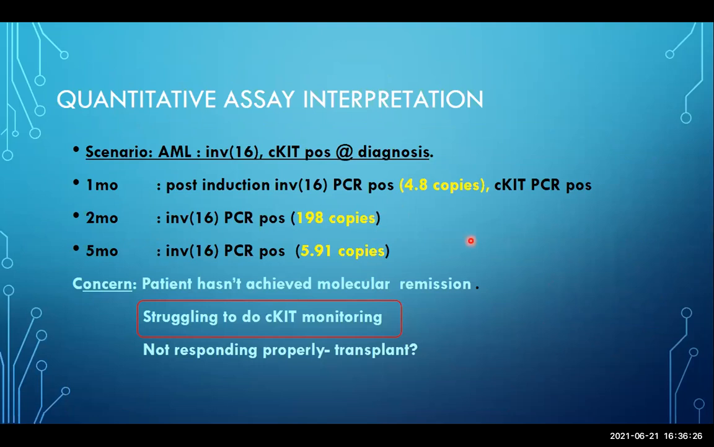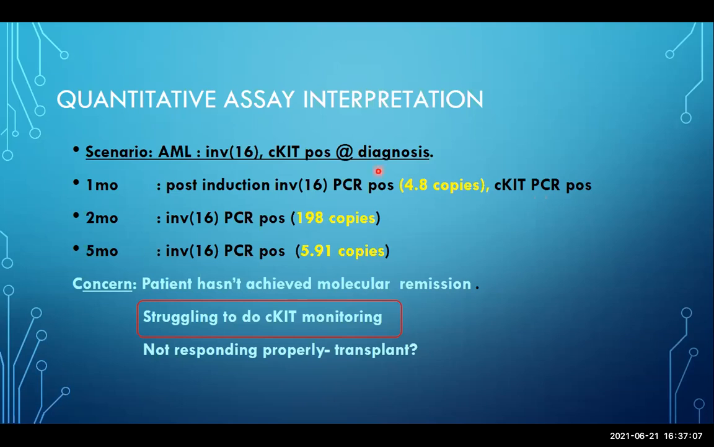This was an interesting case. This was a kiddie, an AML with inversion 16 and KIT positive at diagnosis. Not sure the KIT positivity actually has much influence over the inversion 16, but 1 month after, so post-induction, they had sent the sample for inversion 16 real-time PCR for minimal residual disease, which was absolutely the perfect thing to do. Not quite sure what you would have gained from doing the c-kit. It can't be used for monitoring.